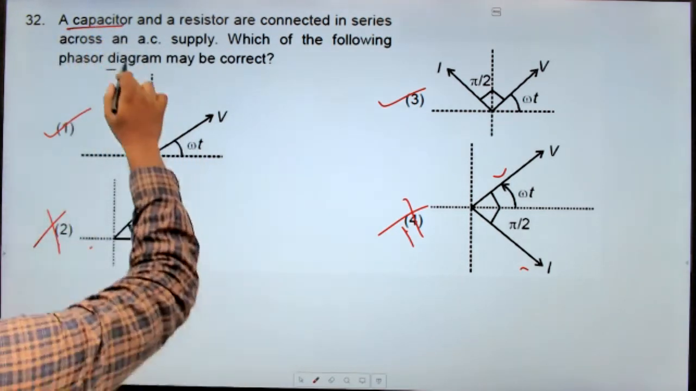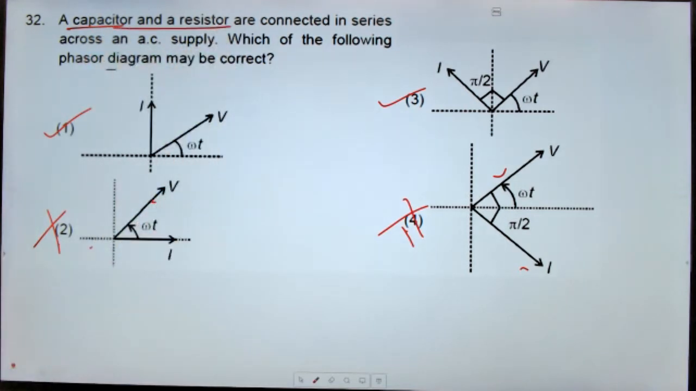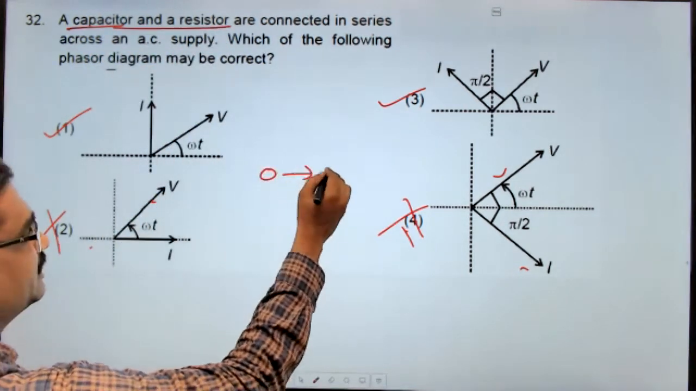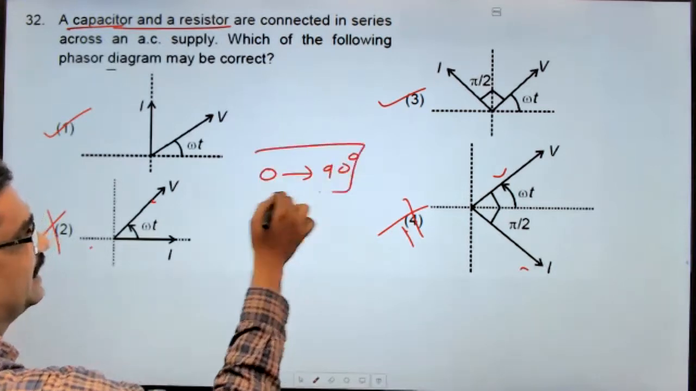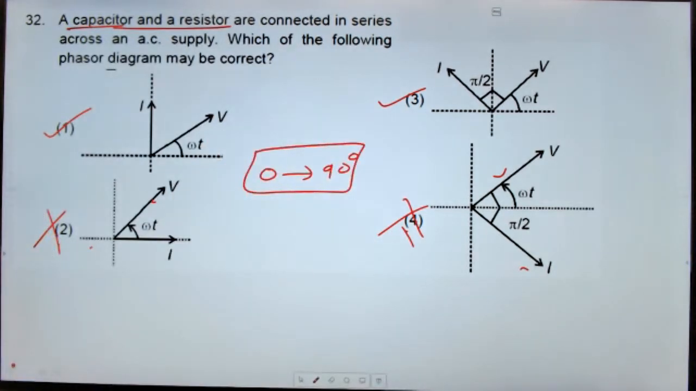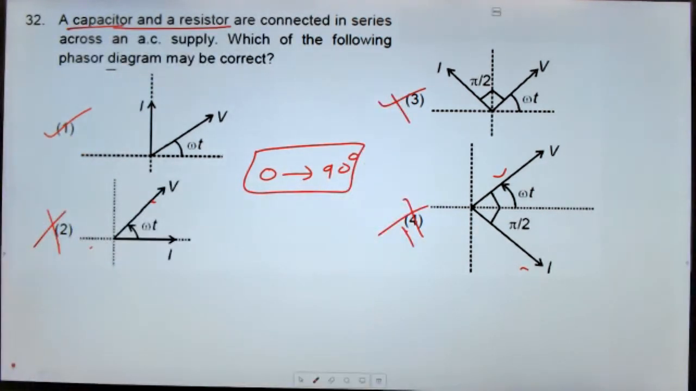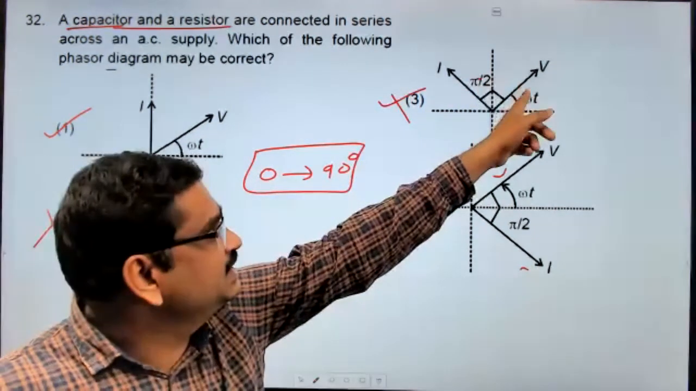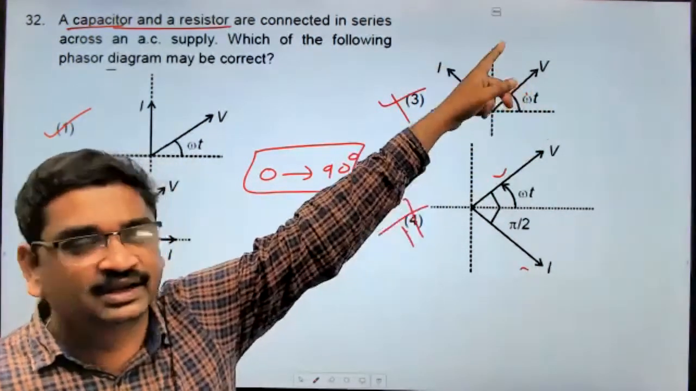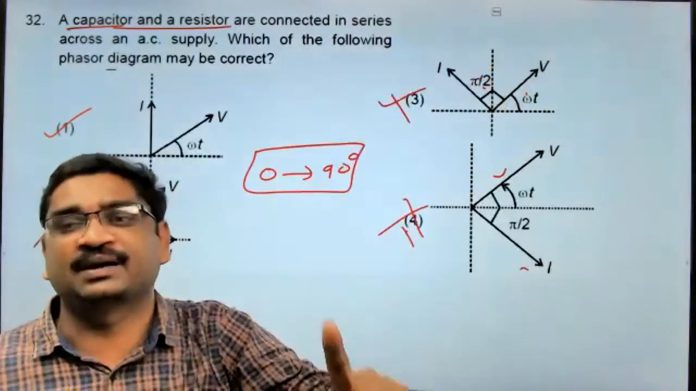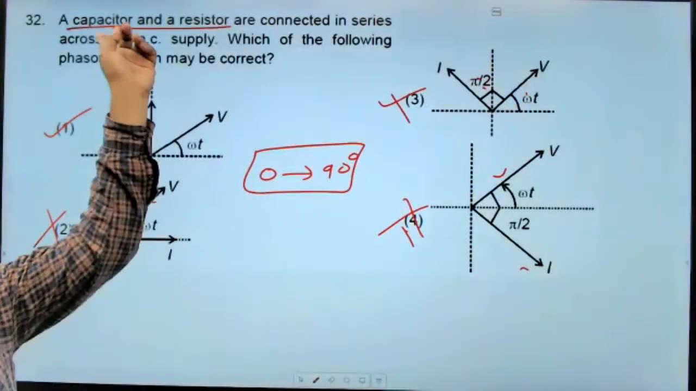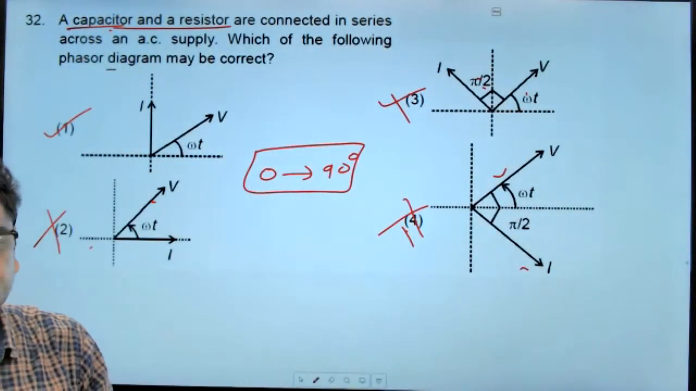But here a capacitor and resistor are both there, so you will get a phase angle between 0 and 90 degrees, not exactly 90. If it is a pure capacitor, then exactly 90 is there. So we need to select the first option as the correct one. Here exactly 90 degrees is there between current and voltage. You can select this for a pure capacitor only, but not for a capacitor and resistance circuit.